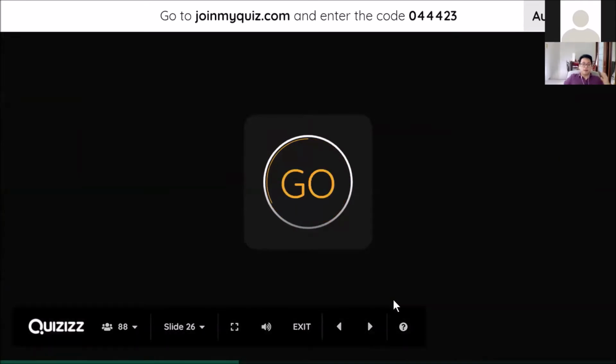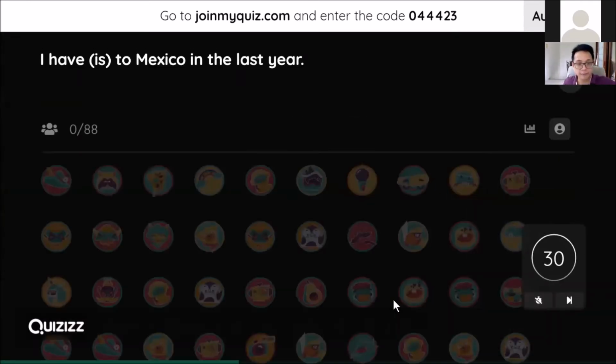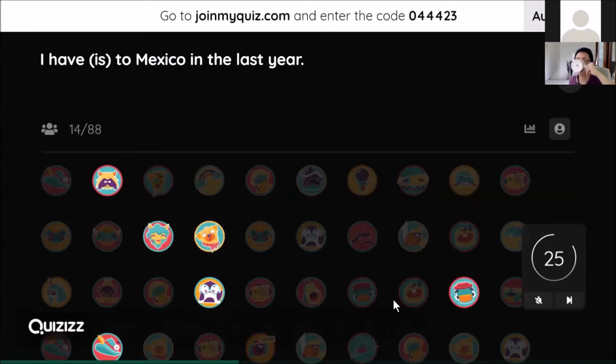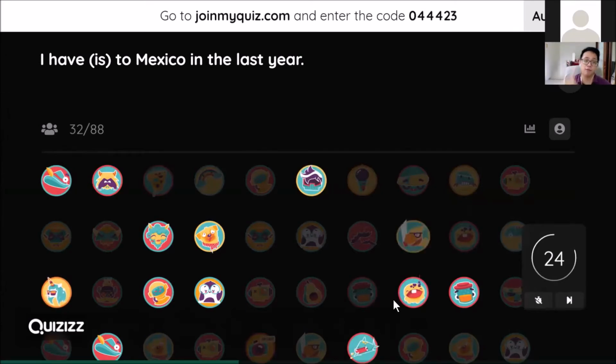So we're going through all the clues first. So far, we learned about nouns, we learned about verbs. We are learning about verbs now.